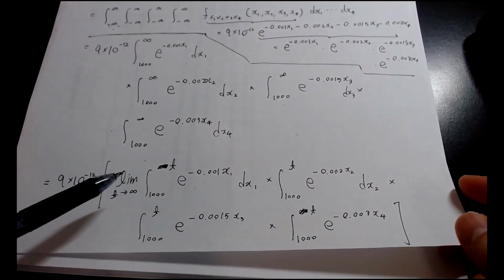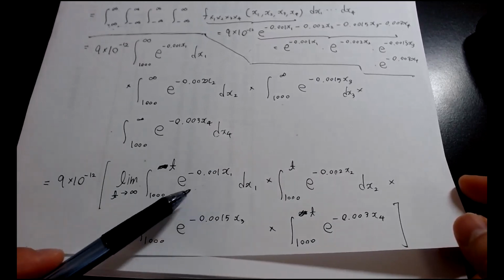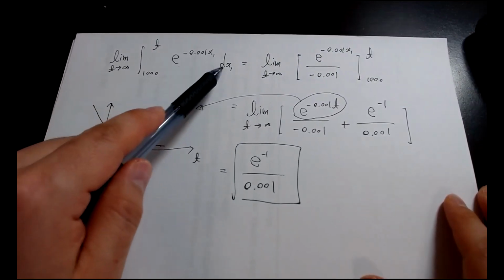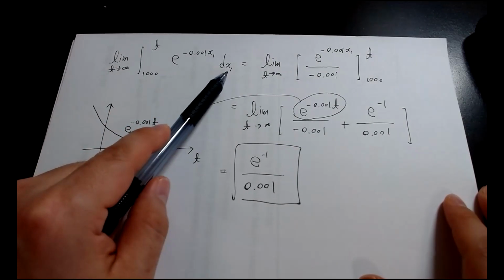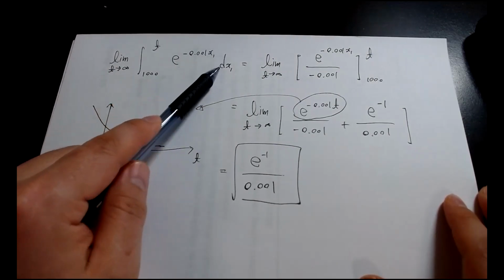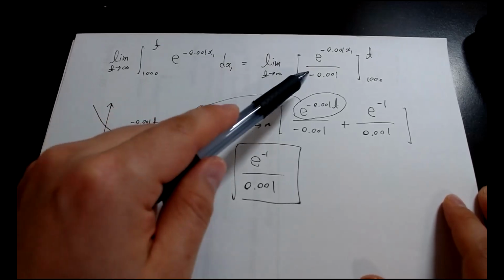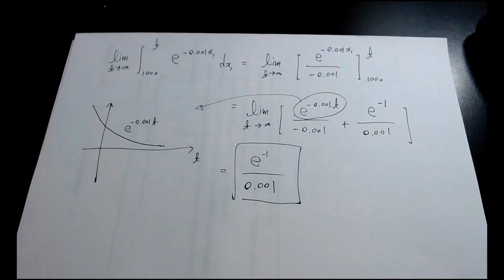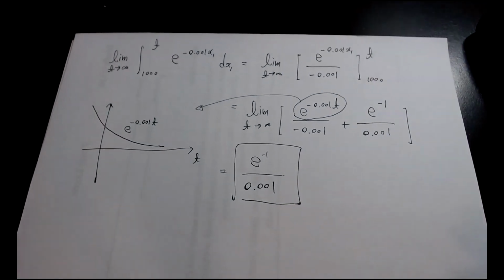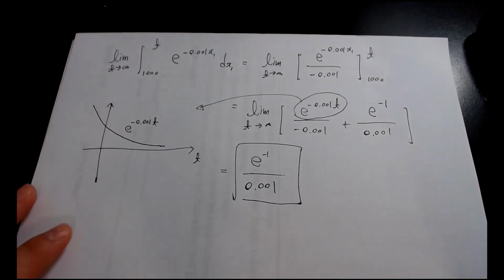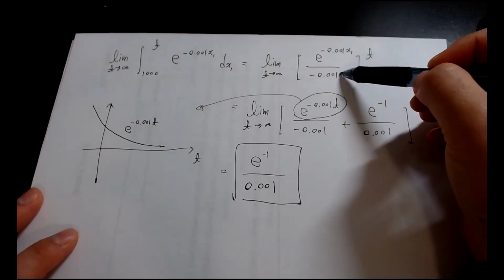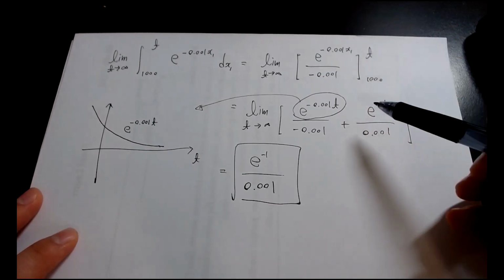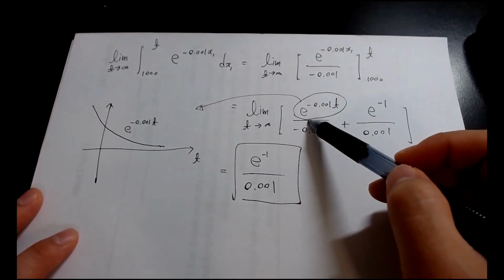So let's figure out the limit of that integral with the random variable x1. The antiderivative of e to the negative 0.001 x1 is e to the negative 0.001 x1 over negative 0.001. I believe you can do that yourself; you know how to find an antiderivative. Then we evaluate this antiderivative at t and 1,000 and take the difference. So we got this, but notice the term e to the negative 0.001 t.